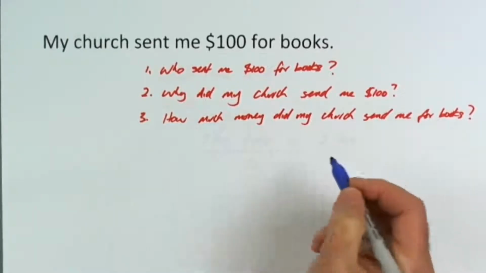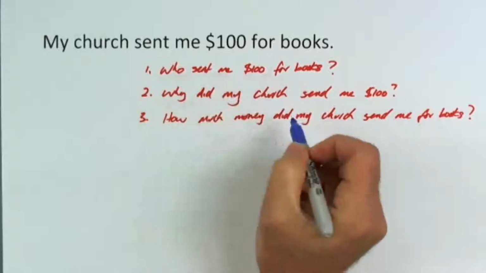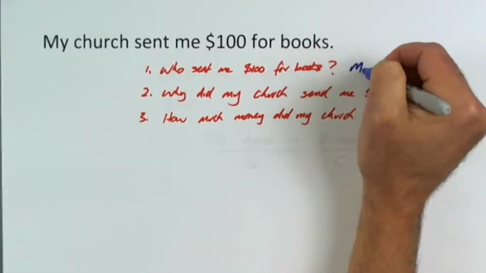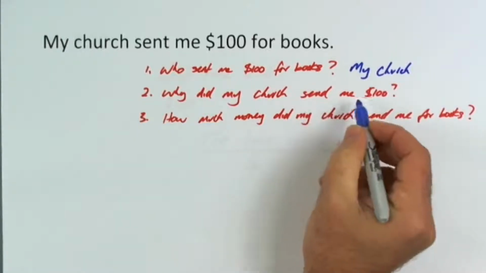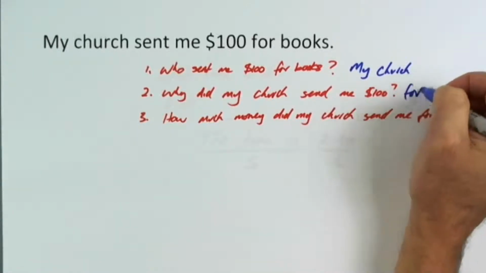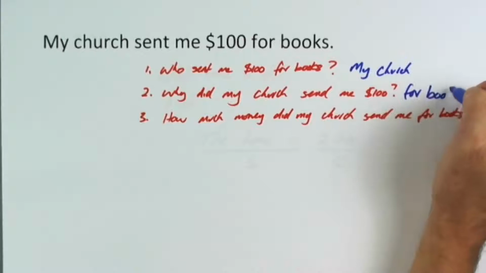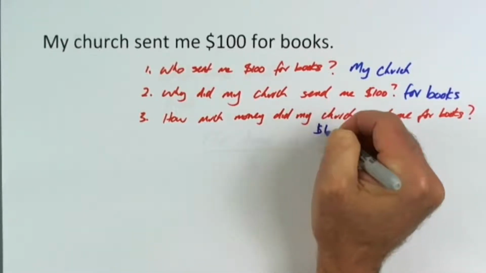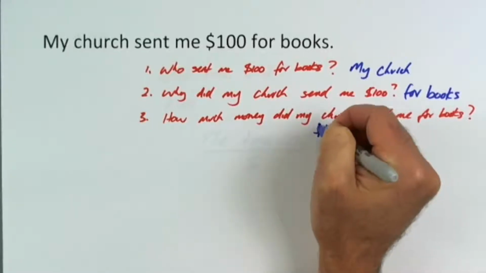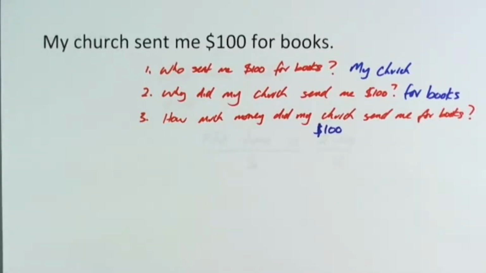The answer to each of those would be a different complement. So who sent me $100 for books? My church would be the complement. Why did my church send me $100 for books? Would be the complement. How much money did my church send me for books? Well, $100 would be the complement. And so we could have three different subject complement statements depending on the context with which that statement has been made.